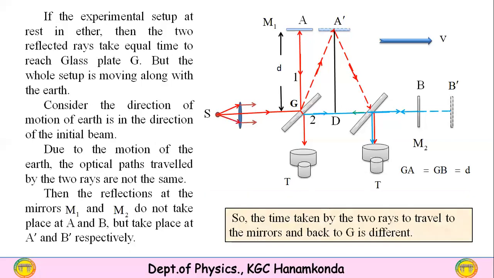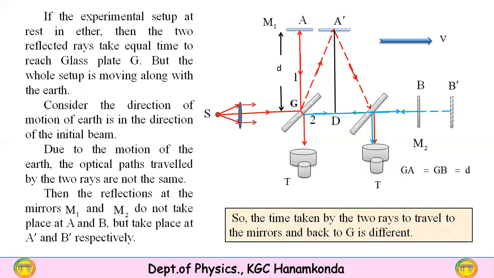But here the earth is moving. We are assuming that ether is there in the atmosphere. Therefore, the earth is moving with a velocity v, and the entire setup is moving with velocity v, as shown with an arrow direction. This blue arrow shows the velocity v of the earth frame. Now, the earth is moving with velocity v.